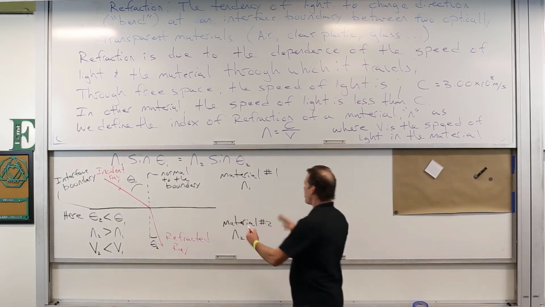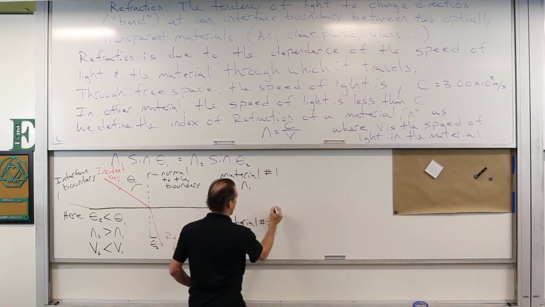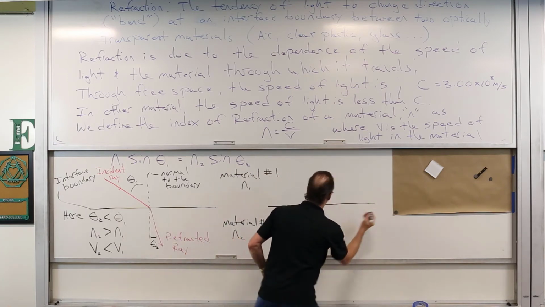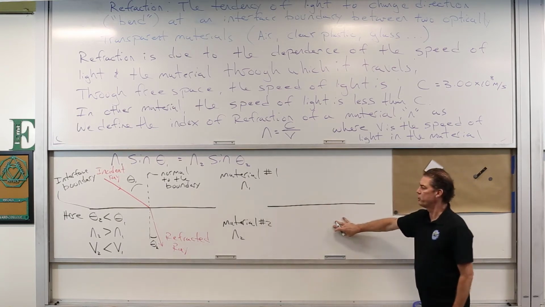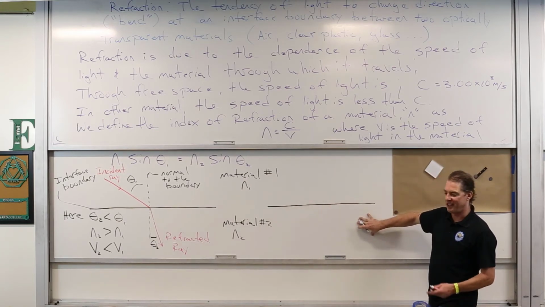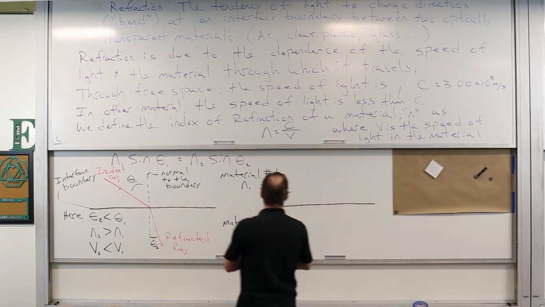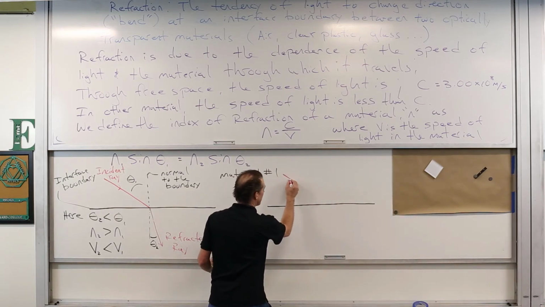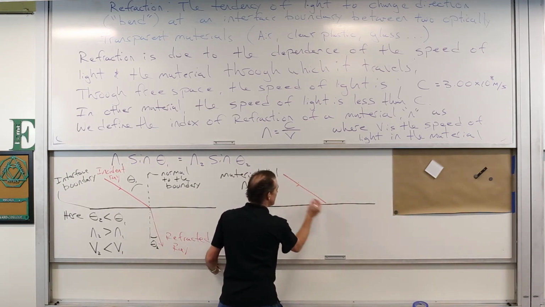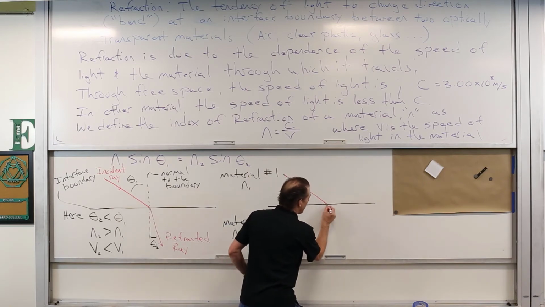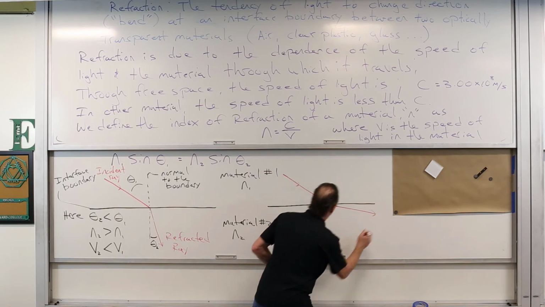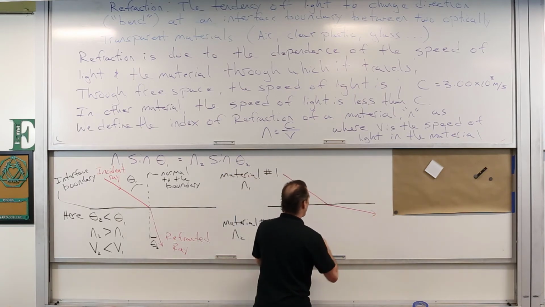So we can also go over here and do a whole new system. We take a material number 1 and a material number 2 with different indices of refraction on this side. We can take a ray of light, so we've got some light coming in. But instead of having it bend inward towards the normal, I could say that it actually bends away from the normal. Well, what's going on in this case?